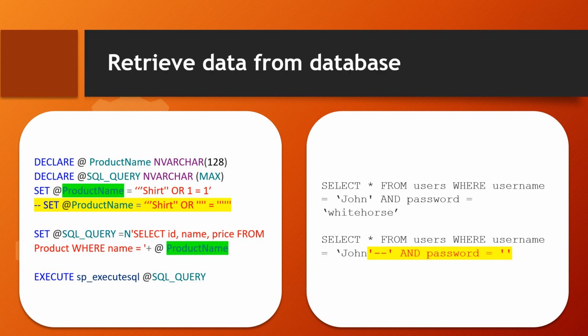And if you see the right side, select star from user where username is John and password is white horse. And what will the attacker do? The attacker just comments out the rest of the part by putting two hyphens after giving the name John into the text box. So what the query will leave behind is select star from user where username is John. All the information related to John will be retrieved from this statement.